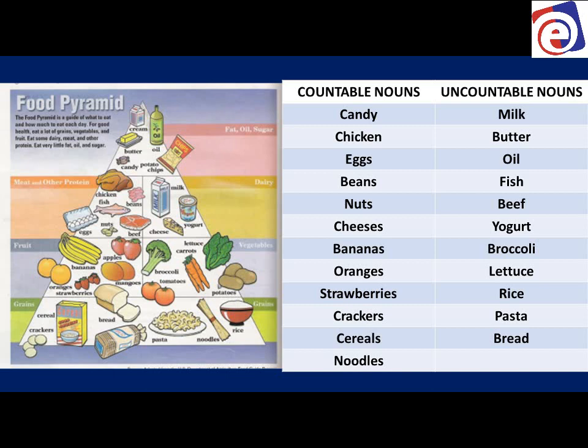Lettuce. This double T does not make the D sound. We say it with the T sound, and the C makes the S sound. Lettuce. Like "let us do something." Lettuce.